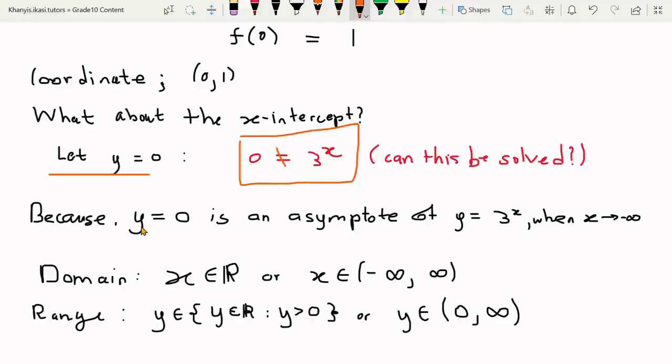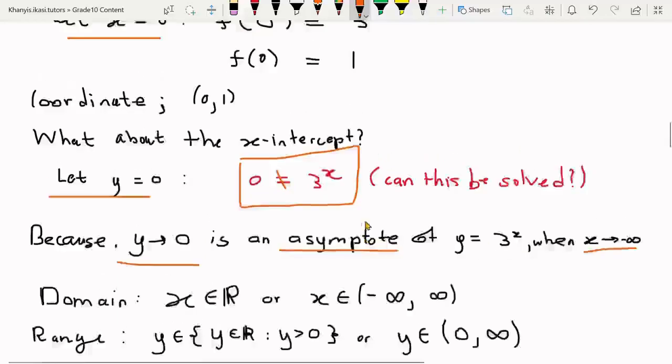Because y tends to 0, not equals to 0, but because y tends to 0, we call this an asymptote of y equals 3 to the power of x when x tends to negative infinity. So because of this, we know that it tends to 0, right? And this is what we call an asymptote of y equals 3 to the power of x, when x tends to negative infinity.